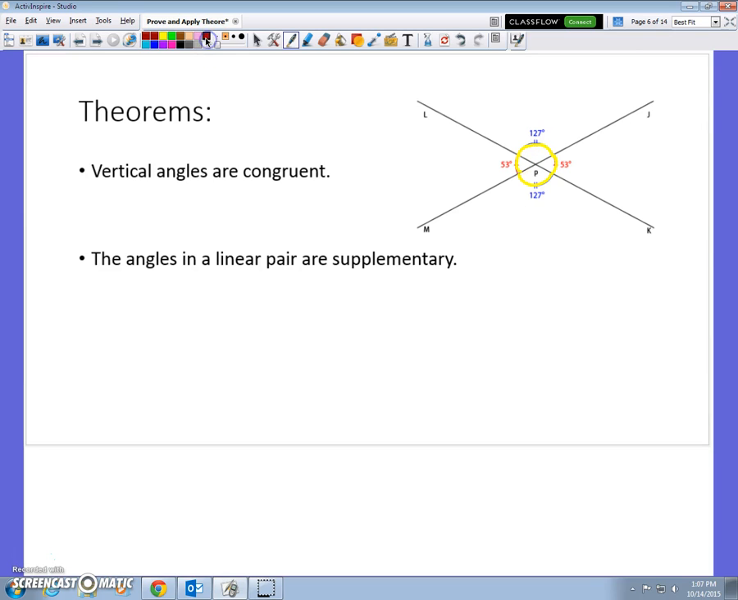So the linear pairs here would be MPL and JPL, because they make a straight line right there. Or we could do MPK and KPJ. I mean, there's a bunch of them. There's a bunch of linear pairs. As long as the two angles are right side by side and they make a perfect straight line, then they're a linear pair. That also means that in a line there's 180 degrees. So if you didn't know that before, now you know there's 180 degrees in a line. I could add my 53 with my 127 and it would equal 180.